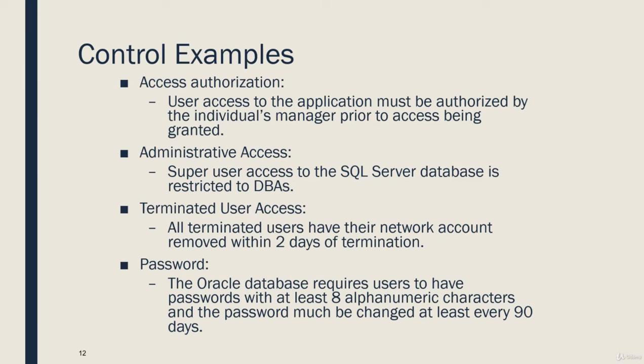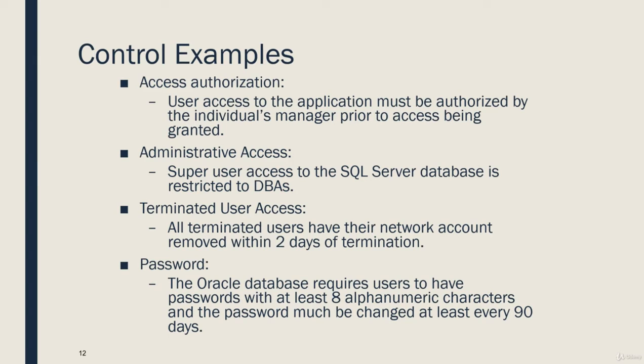Now, let's go over some control examples. The examples I have on the screen here are in no particular order, so we'll just go through them. The first one on the screen is access authorization, and the control reads, user access to the application must be authorized by the individual's manager prior to access being granted. Here you'd see the control element that talks about what the activity is, which is the approval or authorization by the individual's manager. And you understand that that should occur before the user access is actually granted in the application. So you can see that some of the elements we discussed previously are in this particular control.